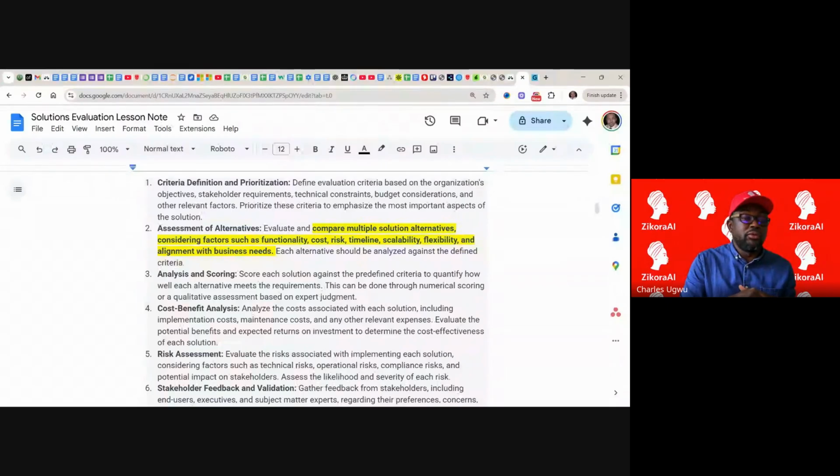Every solution you are taking to the stakeholders, you must have a comprehensive cost benefit analysis. You must make sure that the benefit outweighs the cost. It is very, very important. Analyze costs associated with each solution, including implementation costs, maintenance costs, and any other relevant costs. Evaluate potential benefits and expected return on investment. You know that all these projects are big investments. You must make sure you know the underlying benefit.